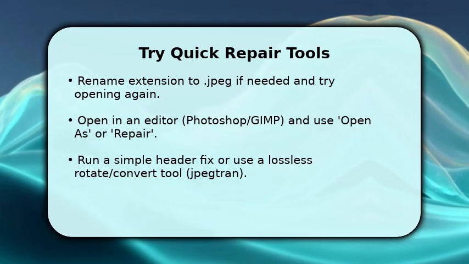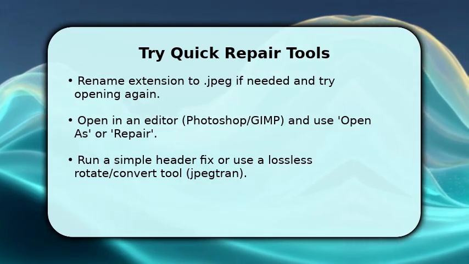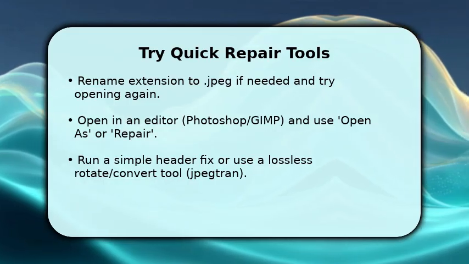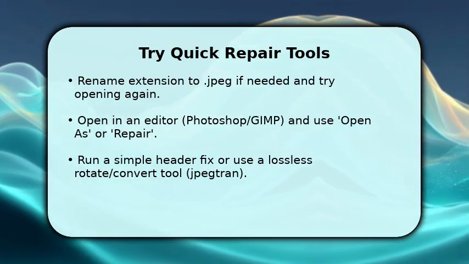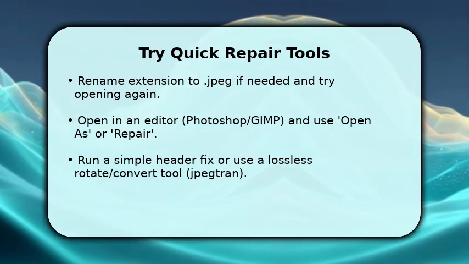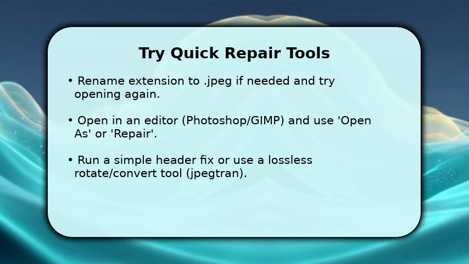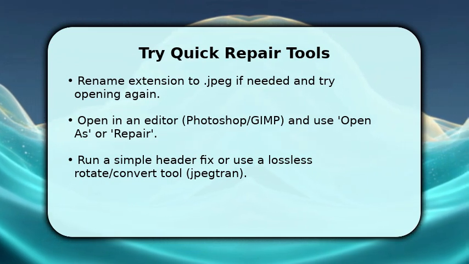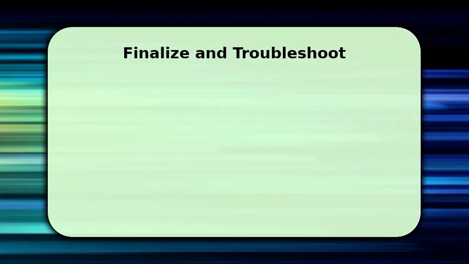If the image shows distortion but data exists, run a lossless tool such as JPEGTran to copy/repair headers and perform a lossless rotate or convert. This often regenerates a usable JPEG. You finish by exporting the repaired image at full quality to preserve recovered pixels and save a verified copy.